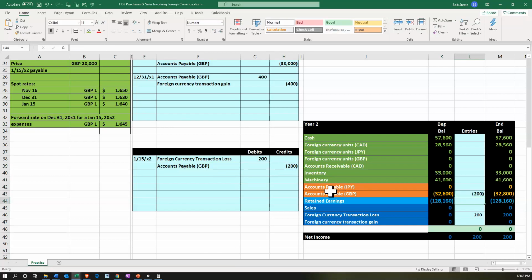Okay, so now let's say we're going to pay this thing off, but we need some pounds to do so, because we're going to pay it off in pounds. That's what we said we were going to do. So we're going to say, all right, now we got to get some pounds. So we're going to pay some cash. Cash is going to go down, and we're going to pick us up some pounds. And so that's going to go up.